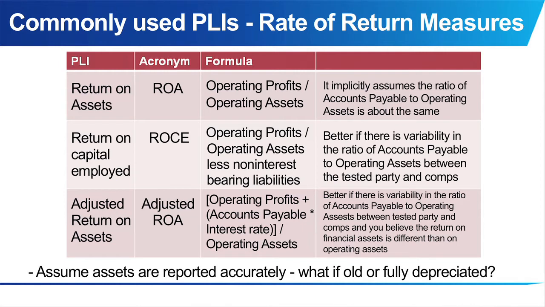Various considerations guide the choice of one return PLI versus another. For example, the main assumption of selecting a return on assets is that the ratio of accounts payable to operating assets is about the same. For the return on capital employed, the assumption is that all of the risks and responsibilities of the operating assets financed by account payable are borne by the entity that is providing the accounts payable, and that the other entity is more insulated from these risks.